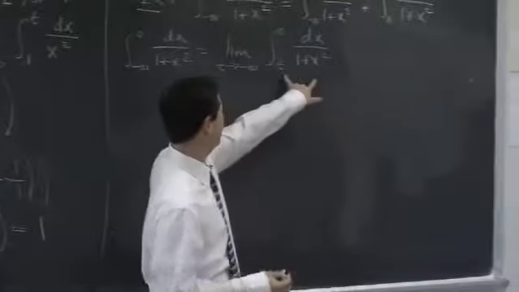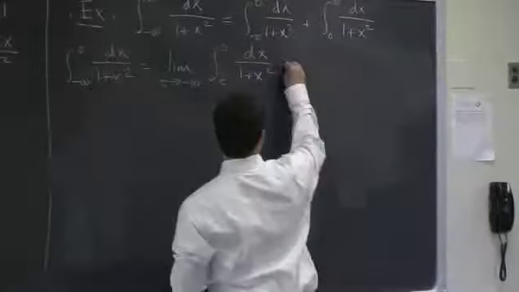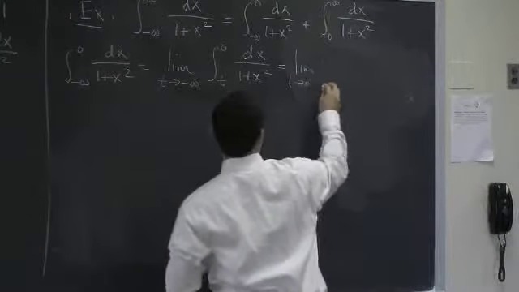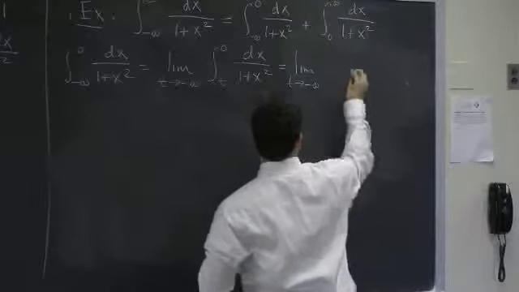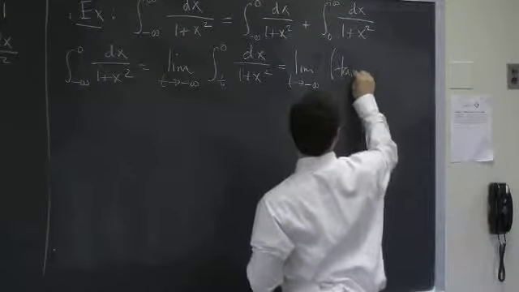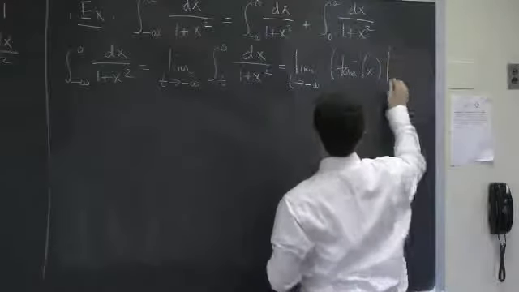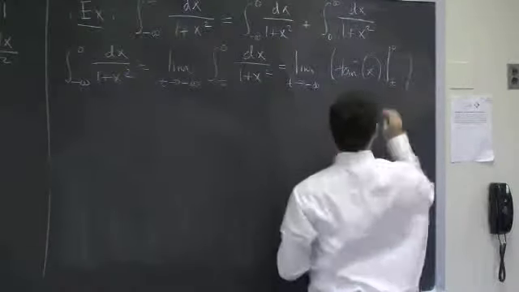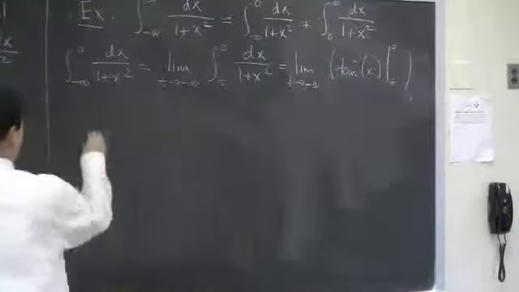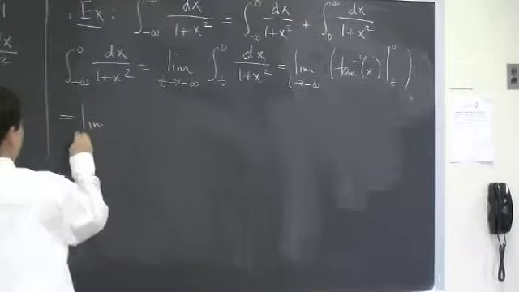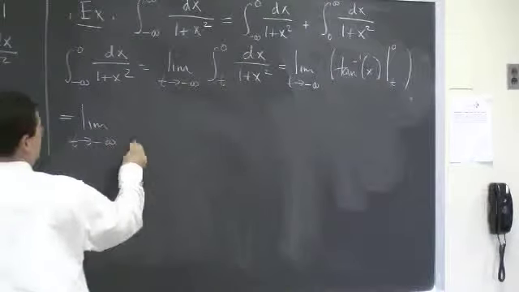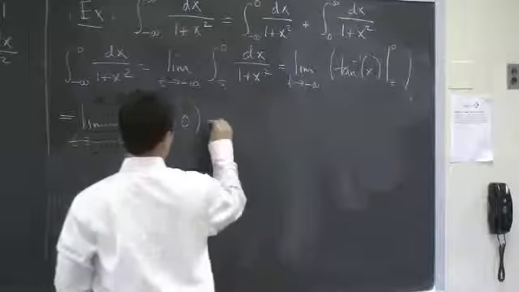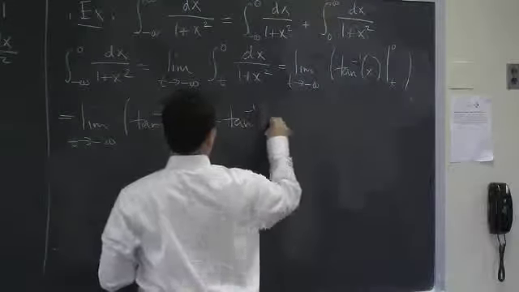Okay, so Chris tells us the antiderivative is going to be arctan. So we're going to get the limit as t goes to minus infinity of arctan of x evaluated at t and 0. Okay, so we get the limit as t goes to minus infinity of arctan of 0 minus arctan of t.